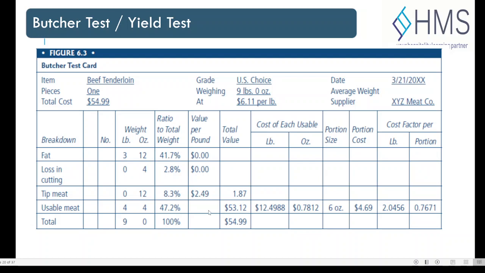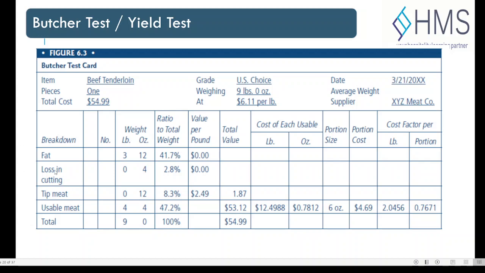So you have to calculate what is the usable portion, and based on the usable portion, you will get the price per pound. Based on that, you decide the cost of each usable item, which is only 12 pound, based on the 6 divided by the 41.7%, and the portion size is 6 ounce. The portion cost is 4.69, and the cost factor per pound is going to be 2. That's usually the way of doing the yield test.